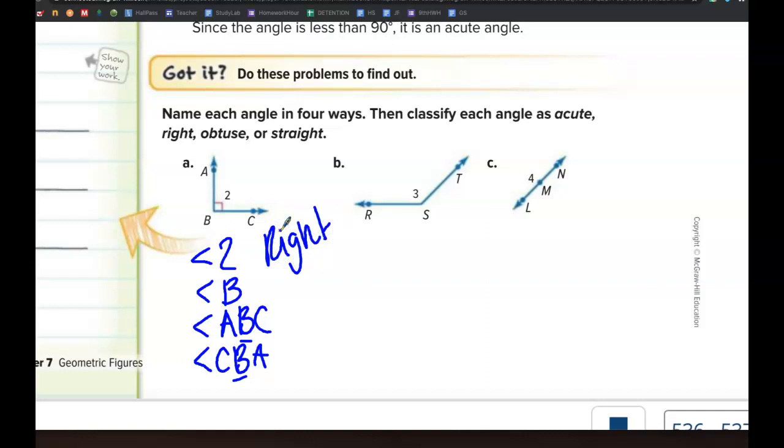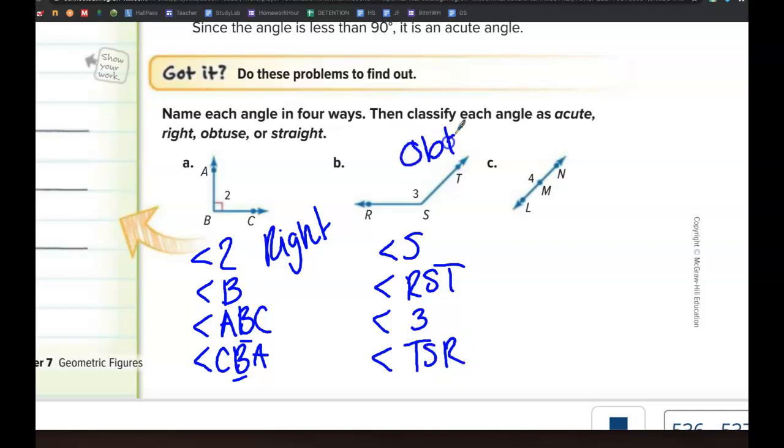B, what's one way to name it, Addie? Angle S. What's another way to name it, Damien? RST. What's another way, Jacob? Angle 3. And what's the last way, Sean? And how did you classify it, Aaron? Obtuse.